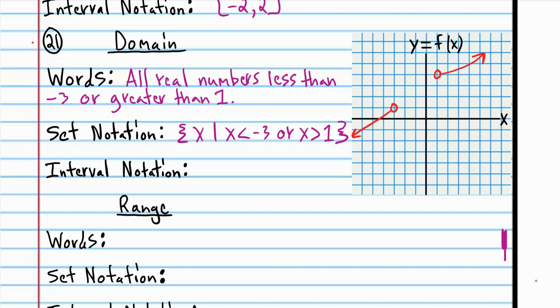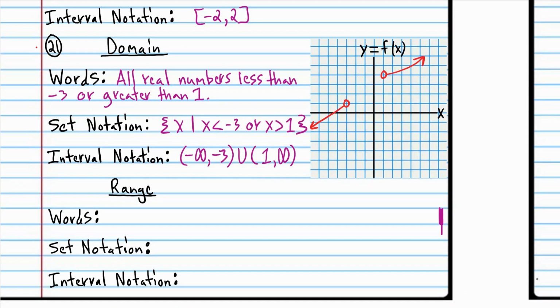Okay, in interval notation, we say -infinity, comma, -3, and we have an open dot, so we have a parenthesis there, and then we have a union symbol, which means or. The x values can be in this region, or they can be in this region, which is 1, comma, infinity. So there you go. Let me write that union symbol.